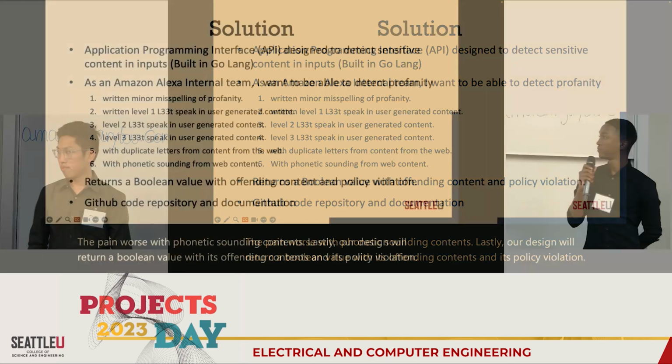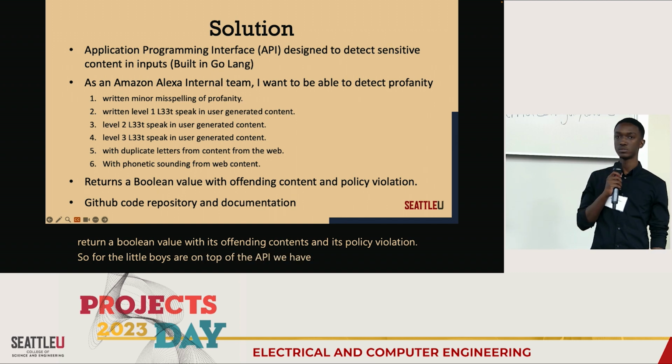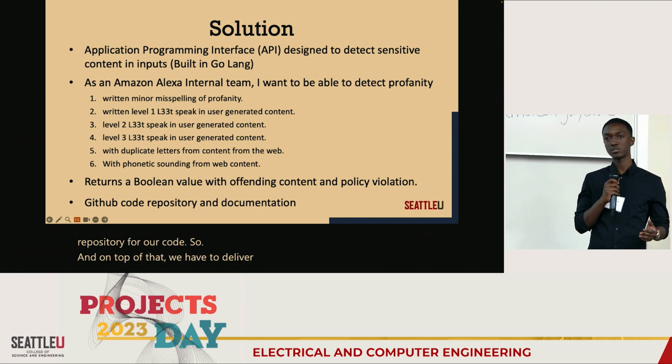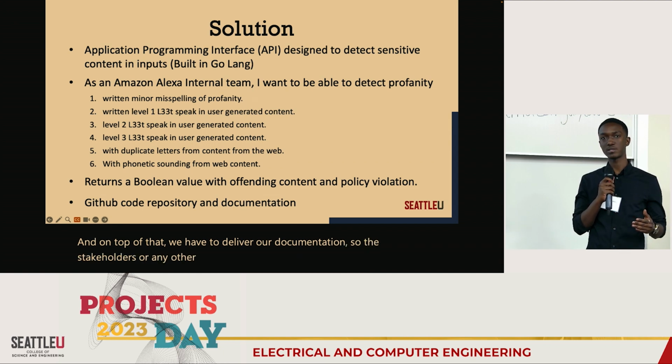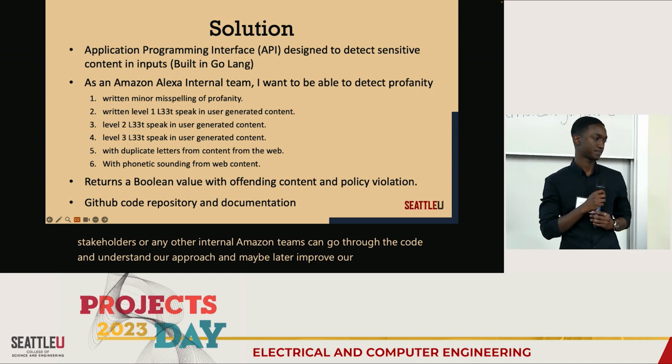So for our deliverables, on top of the API, we have to deliver the GitHub repository for our code. And on top of that, we have to deliver our documentation so the stakeholders or any other internal Amazon teams can go through the code, understand our approach, and maybe later improve our system.